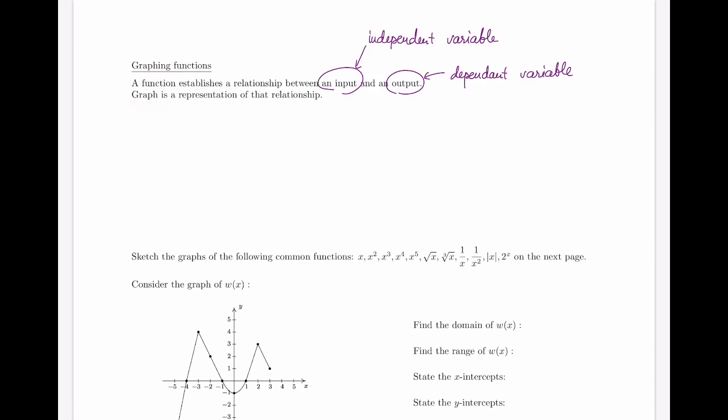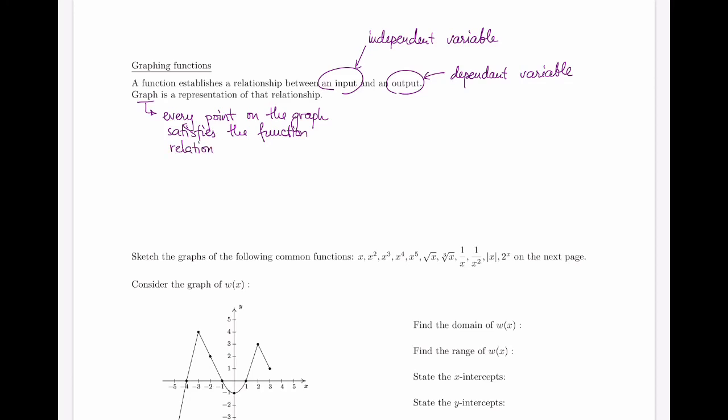A graph is not just a picture, it is a representation of this relationship. So what is very important to recognize is that on the graph, every point, let me write this out because this is essential for understanding graphs. Every point on the graph of a function satisfies the function rule, satisfies the function relation or the function rule or whatever you want to call it, satisfies the function relationship.